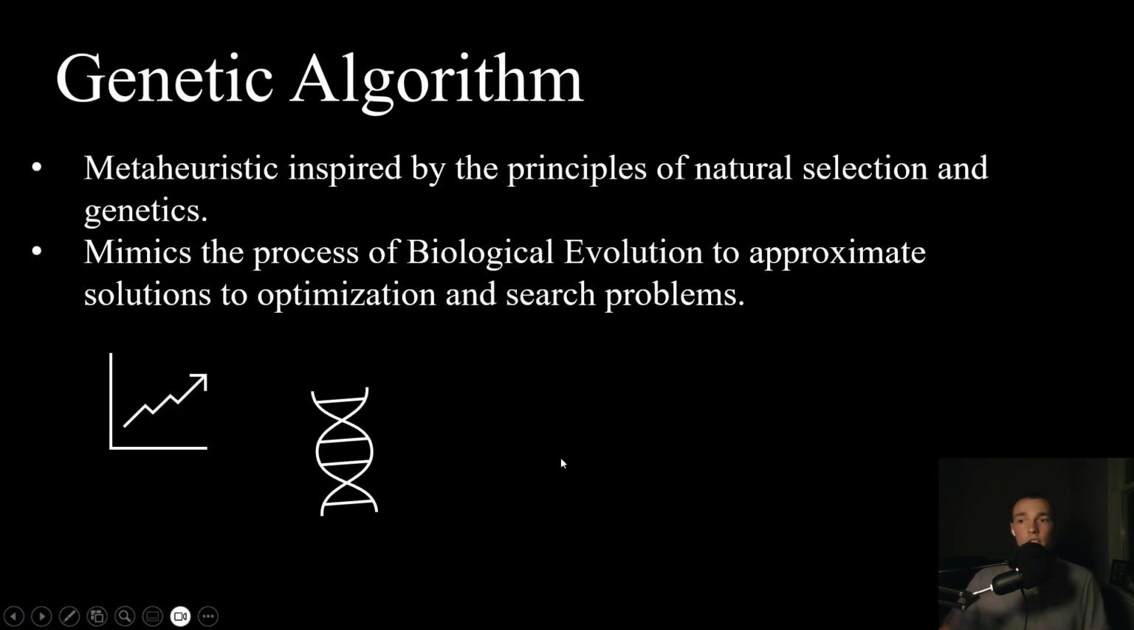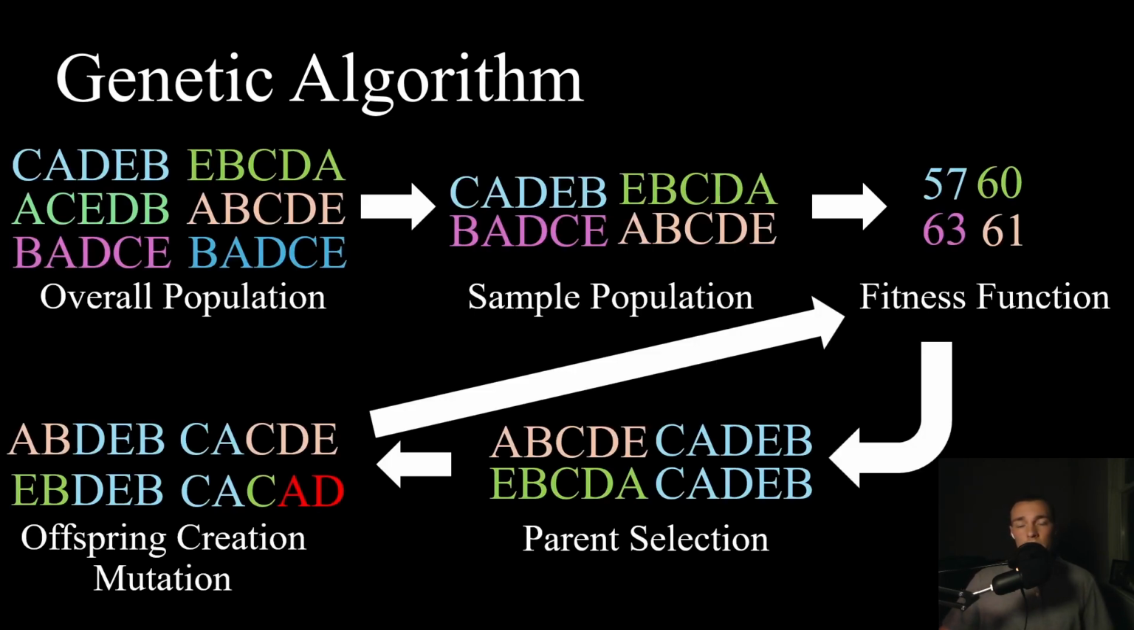The genetic algorithm is a meta-heuristic and is inspired by the principles of natural selection and genetics. More specifically, it mimics the process of biological evolution to approximate solutions. Pretty cool, right? And now this slide quickly shows the genetic algorithm in its entirety and all of its functions. So let's take it one step at a time to really understand how it works.